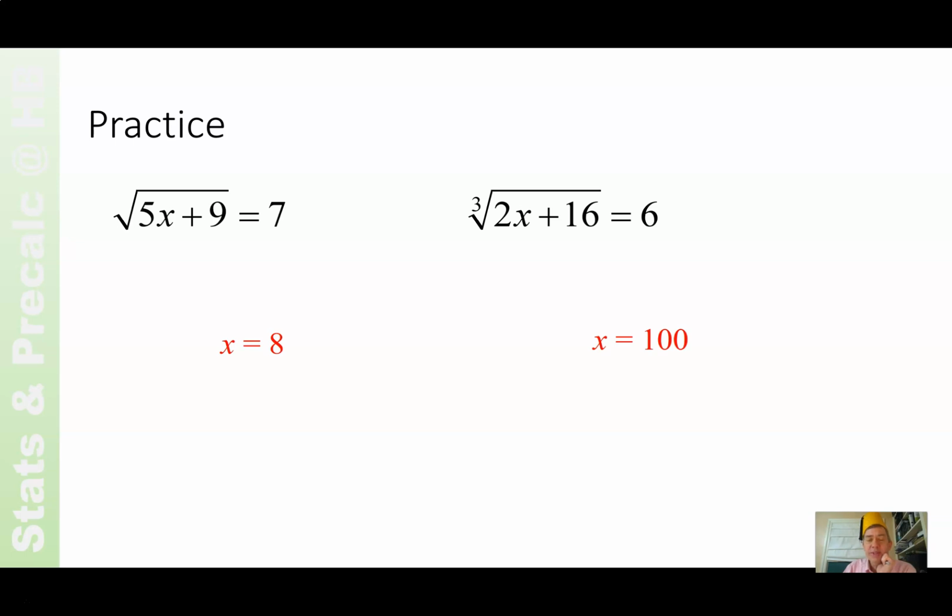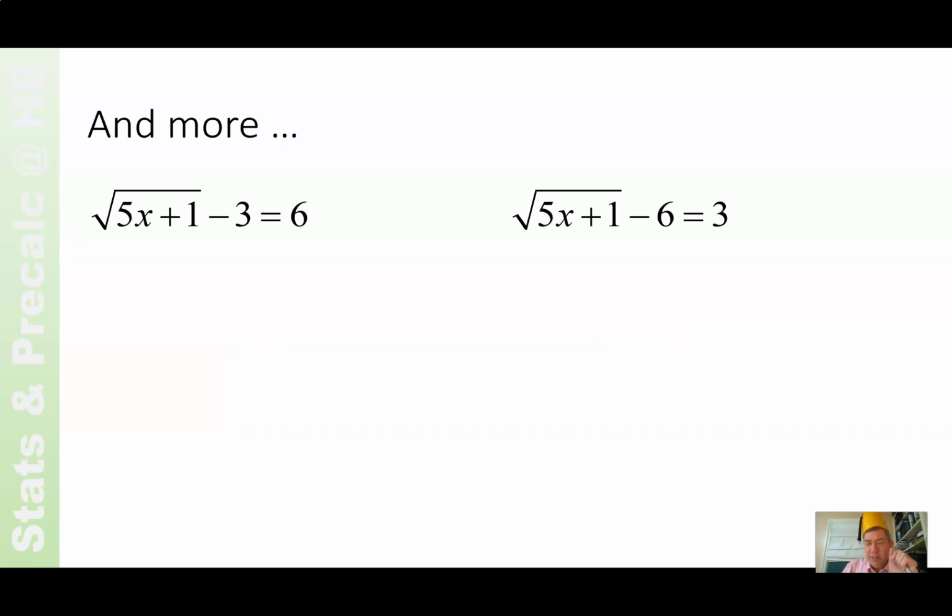And I hope you got x equals 8 and x equals 100. A quick check: 5 times 8 is 40, plus 9 is 49. The square root is 7. This one, 200 plus 16 is 216. The cube root is 6.